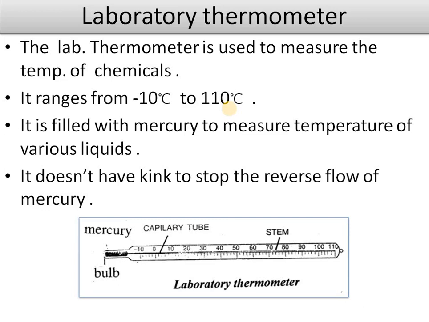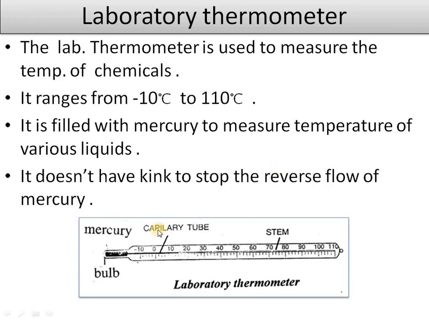Next, it is filled with mercury to measure temperature in various liquids. They are not using alcohol because chemicals are generally found at high temperature. They possess high temperature, so we purposely use mercury. It doesn't have a kink. Why doesn't it have a kink? Because these thermometers are plugged into a thermometer holder. They have some thermometer holder or rubber stoppers in which they are placed vertically, so that reverse flow is not possible anyway. That's why they are not using kink.